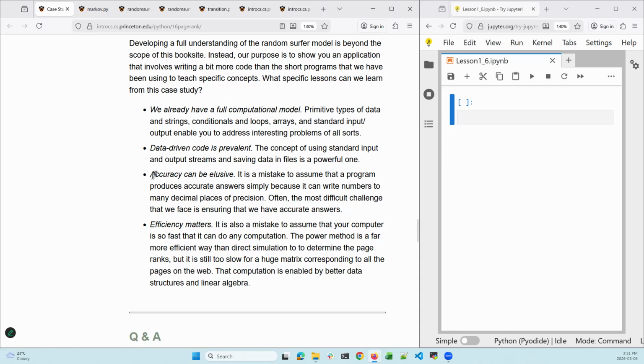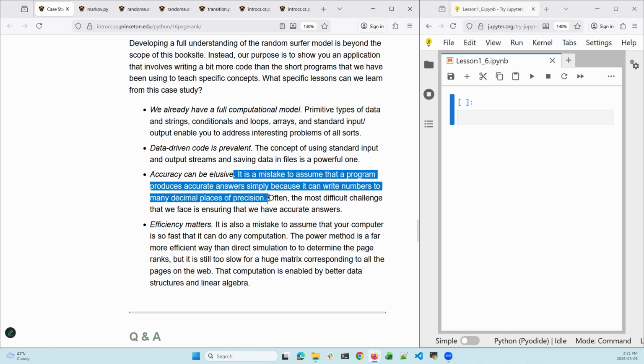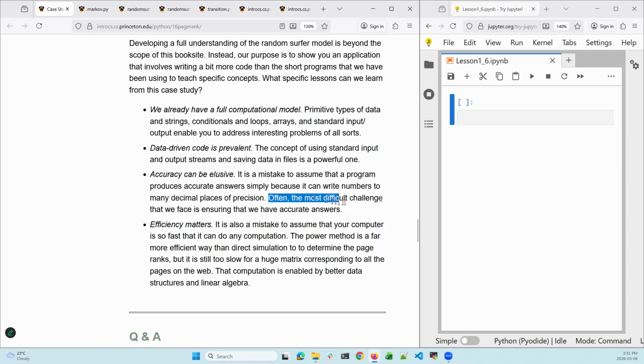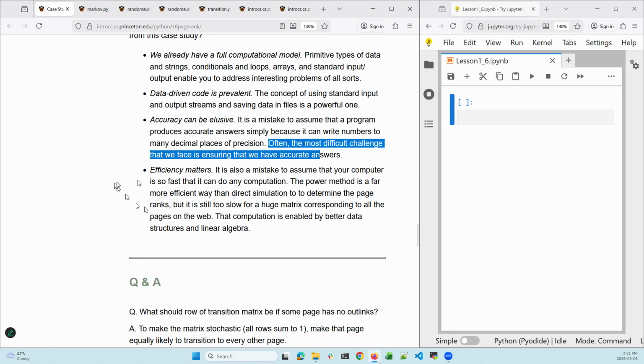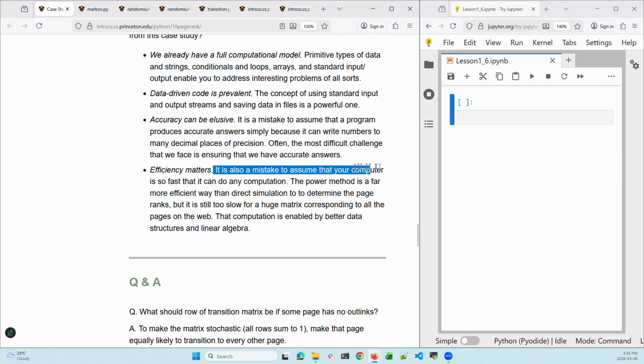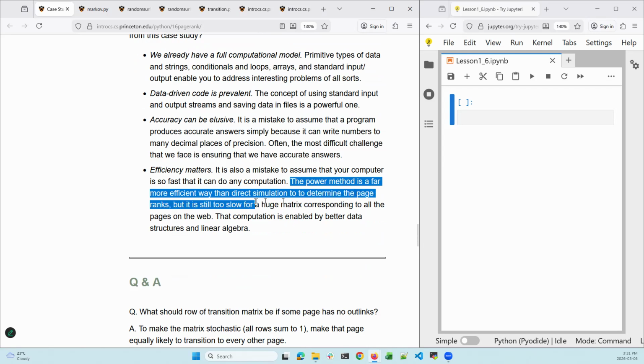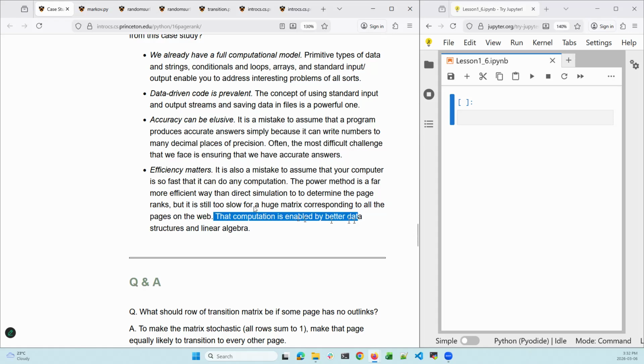Accuracy can be elusive. It is a mistake to assume that a program produces accurate answers simply because it can write numbers to many decimal places of precision. Often the most difficult challenge that we face is ensuring that we have accurate answers. Efficiency matters. It's also a mistake to assume that your computer is so fast it can do any computation. The power method is a far more efficient way than direct simulation to determine the page ranks, but it's still too slow for a huge matrix corresponding to all the pages on the web. That computation is enabled by better data structures and linear algebra.